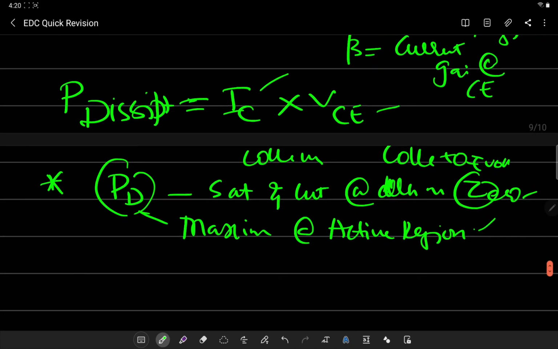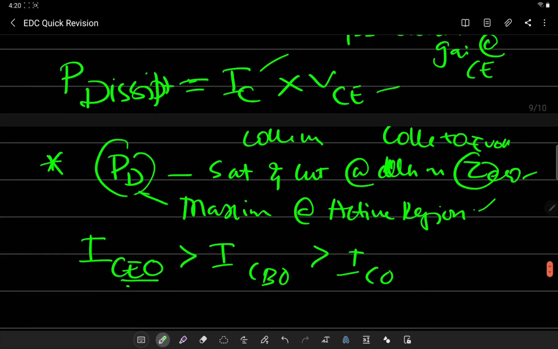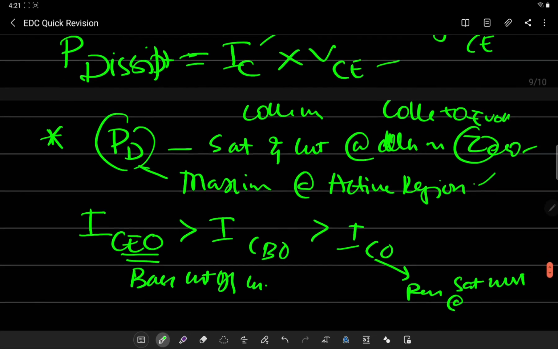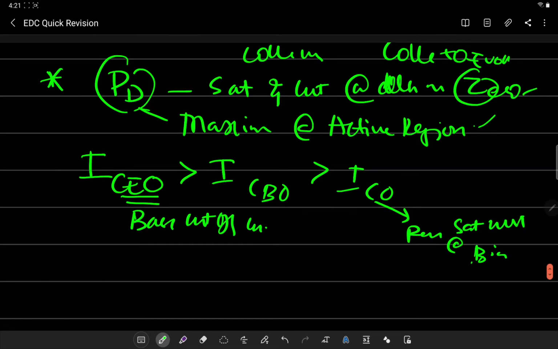We also have to remember the relation ICO greater than ICBO, where ICBO is the reverse saturation current across the reverse biased collector junction. So we have some important formulas here which you have to note.